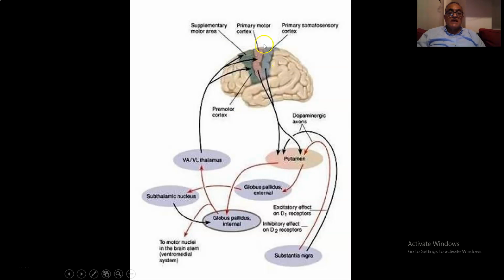And this is the real anatomy, the primary motor cortex, in front of it, the supplementary motor area. The supplementary motor area gives impulses to the putamen and the caudate. Putamen, caudate, globus pallidus externus, where the fibers go to the substantia nigra and subthalamic nucleus. And the putamen and caudate give to the globus pallidus internus. They continue the circuit, anterior ventral nucleus, lateral ventral nucleus of thalamus, premotor cortex.